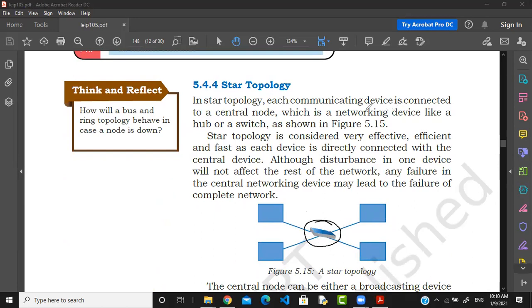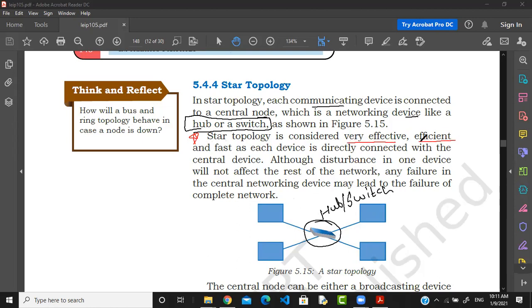Or you can say each is connected through a communicating device. Each communicating device is connected to a central node, which is a networking device like a hub or switch. This is not a computer, it is just a hub or switch. So all computers are connected through this hub or switch, and we form a star topology. This topology, the star topology, is the most effective topology. Remember this point.